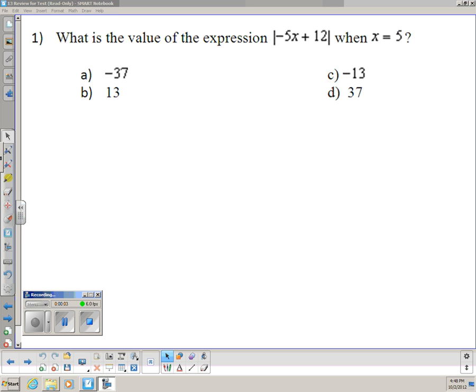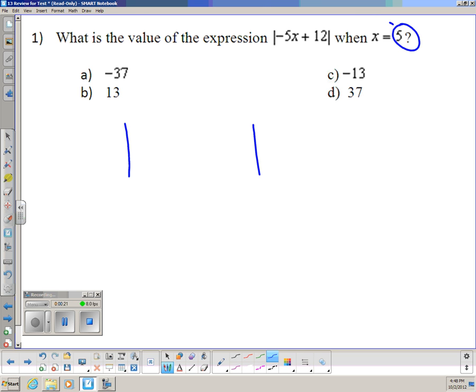This is the video of the review sheet for Algebra 1 with lab for the first test. So number 1 says, what is the value of the expression absolute value of negative 5x plus 12 when x is equal to 5? So the first thing that you do is we're going to take 5 and substitute that in for x. But when I do this, I must use parentheses.